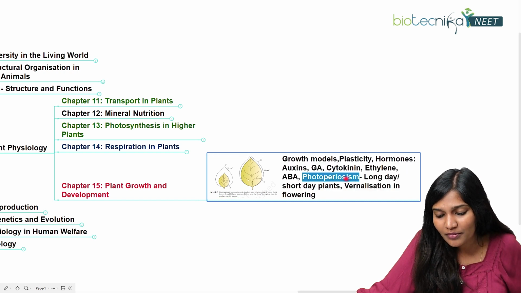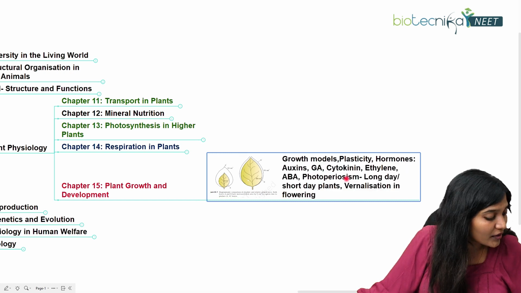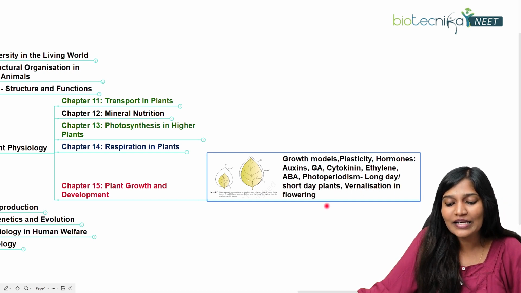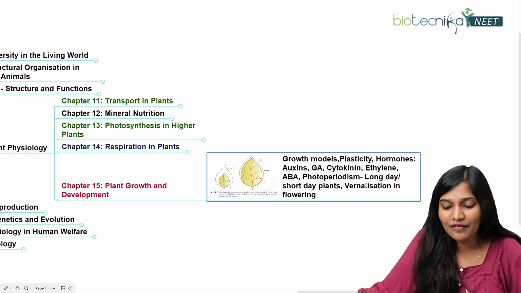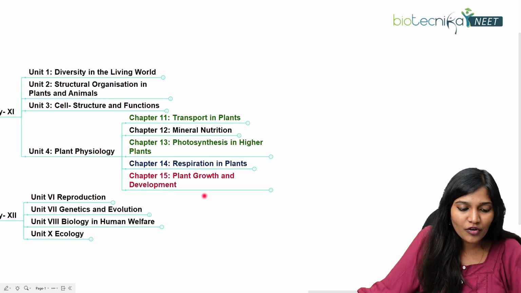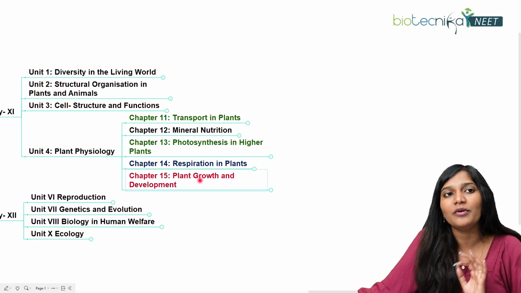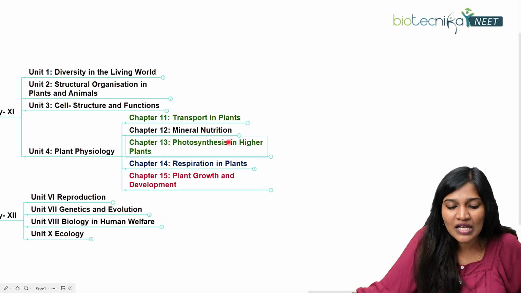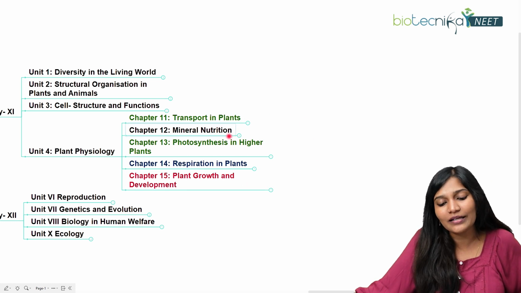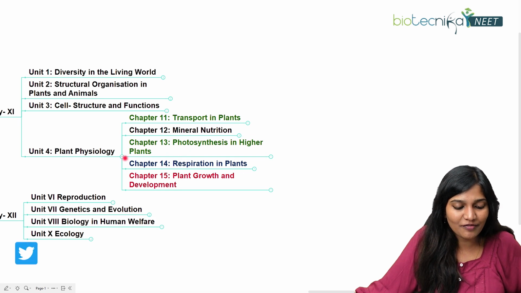In photoperiodism, you have to remember long day plant and short day plant, which is very, very important. And then vernalization in flowering plants. This is also very, very important. So please remember the example for short day and long day plant. If you read all these things together, it's going to be very simple. So how can you start? Just start off with photosynthesis in higher plants and respiration in higher plants, and then go for growth and development and how the hormones are responsible for transport in plants, and then come to mineral nutrition. It will be very, very helpful.